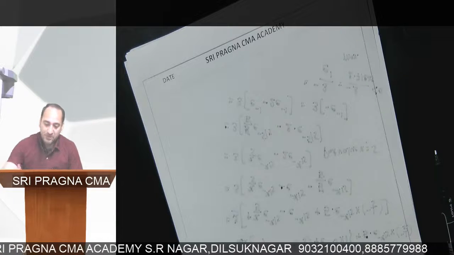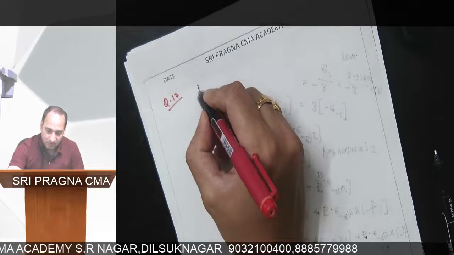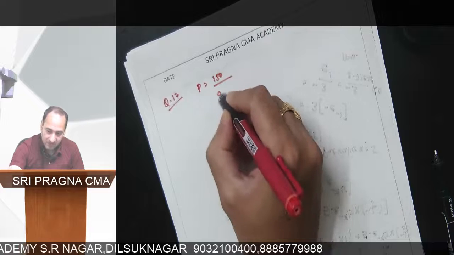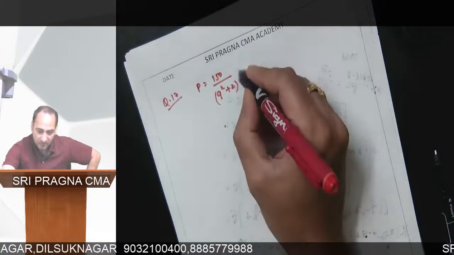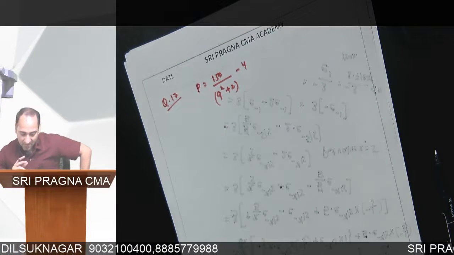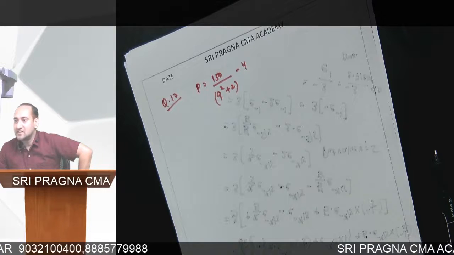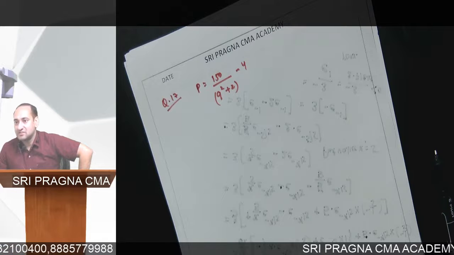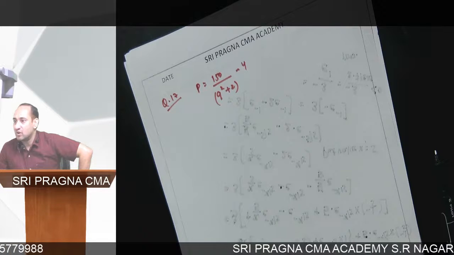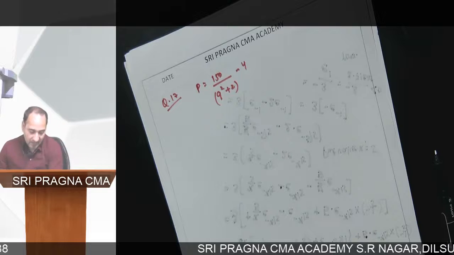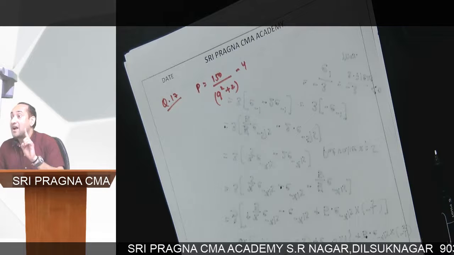If P is equal to 150 divided by q square plus 2, minus 4, represents the demand function for a product where P is the price and Q is the quantity. Price is given, and obviously when you multiply price into quantity, you will get the revenue. They are asking you to determine the marginal revenue. Only the marginal revenue.